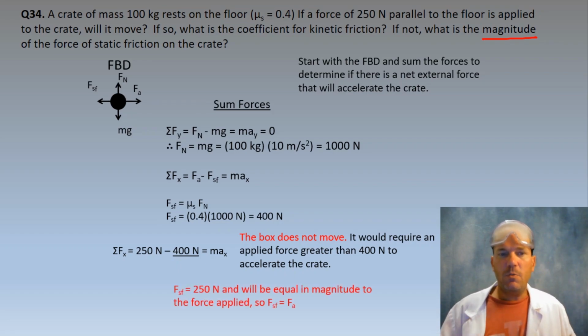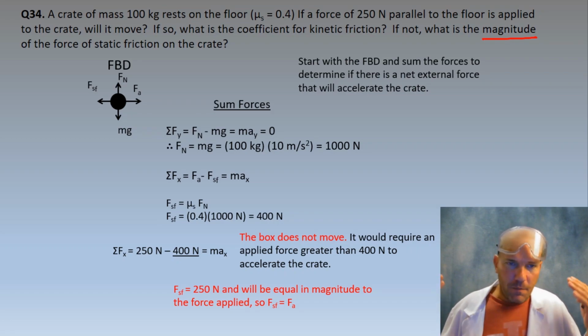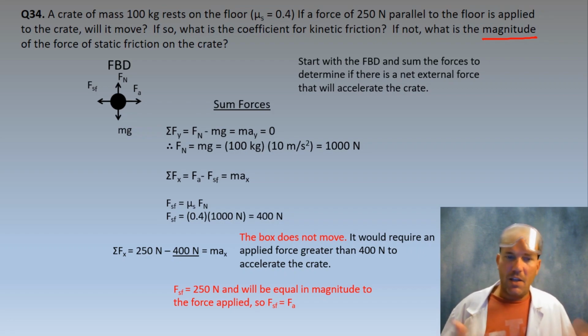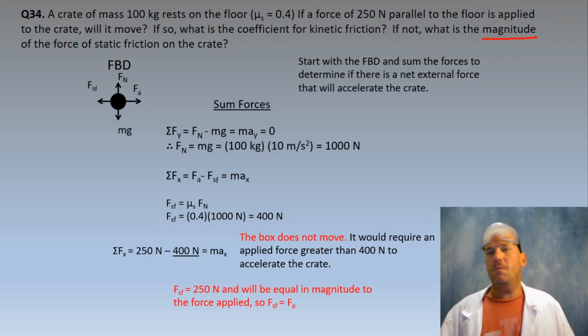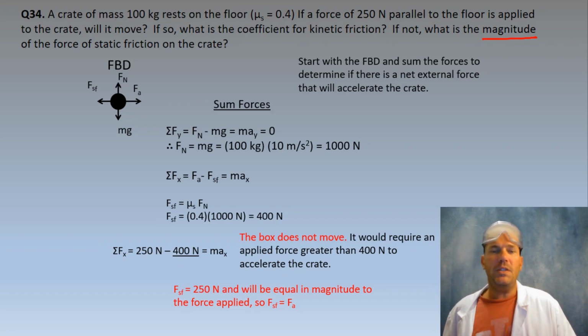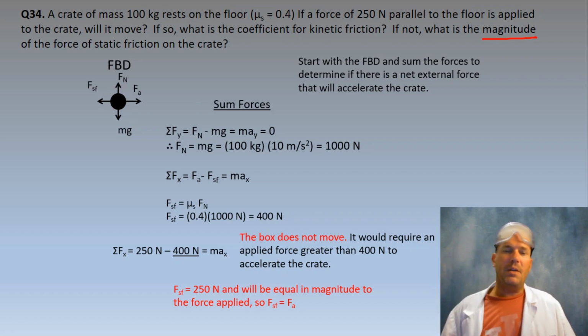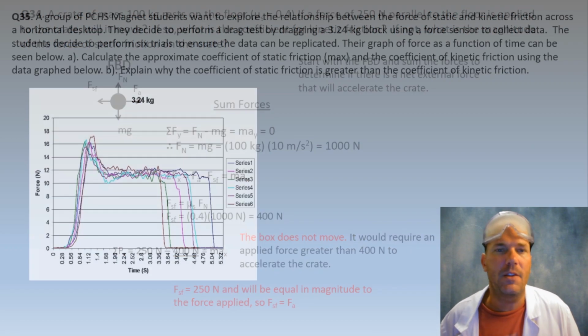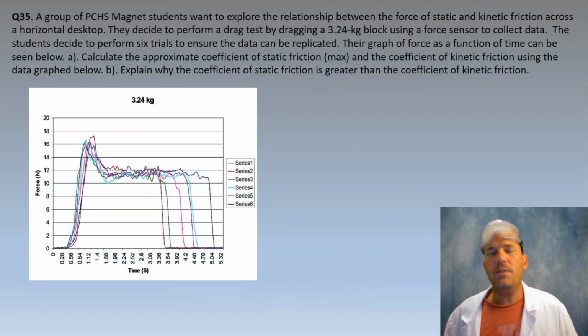Therefore, the last part, if not, what is the magnitude of the force? The magnitude will match that force, okay? So the force of static friction will match the force applied, in this case, 250 newtons. The force applied being to the right, the force of static friction opposing that and being to the left, but their magnitude is identical. Force of static friction is equal to the force applied. Their magnitude's the same.